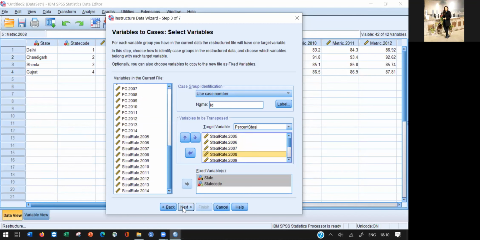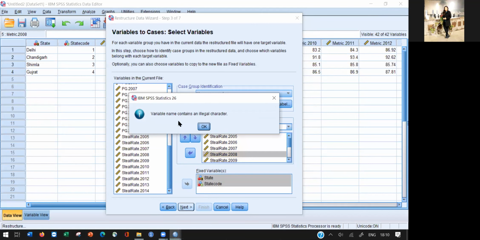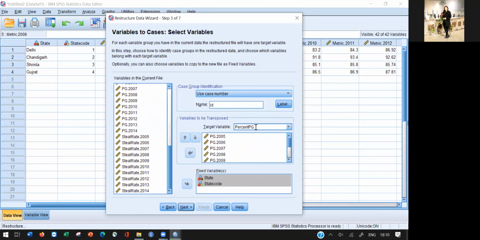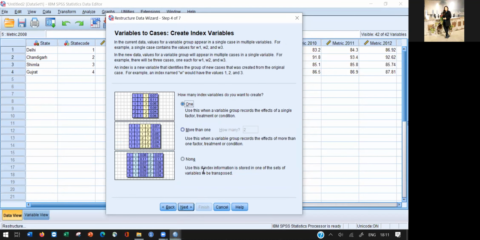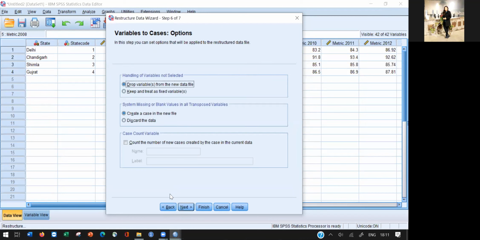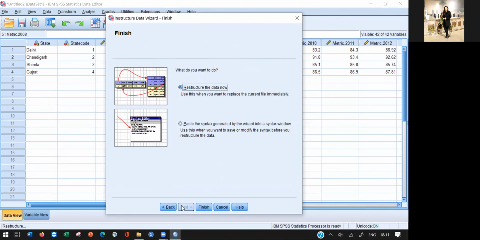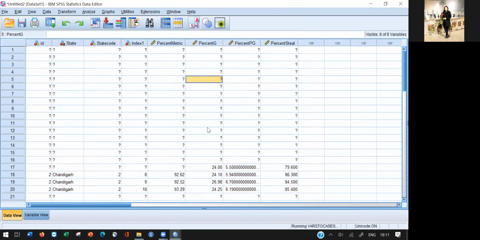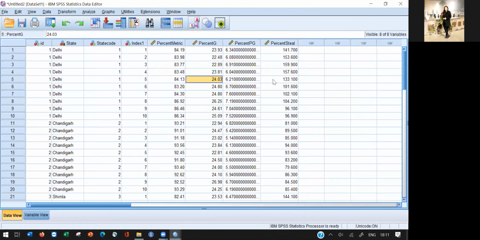So now all my 4 variables are okay. So you do not have to give any space. Otherwise, SPSS would not take the name of your variables. So how many index variables? I want only one. Sequential or variables name, I'll take the sequential numbers. I'll drop the variables from new data file, restructure the data now, and finish. So this is the long form of the data that has been converted from the wide form.